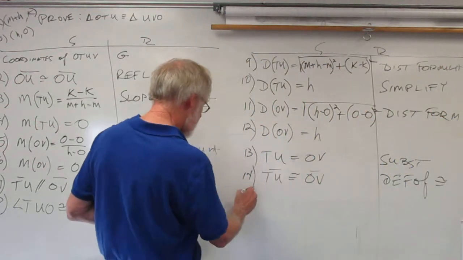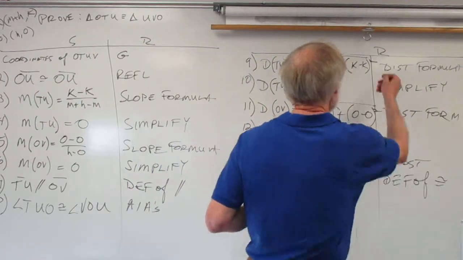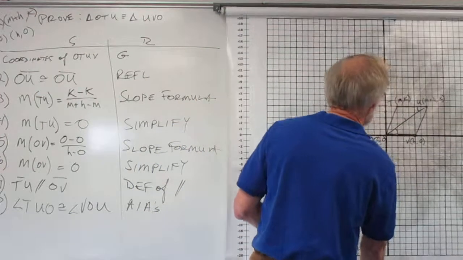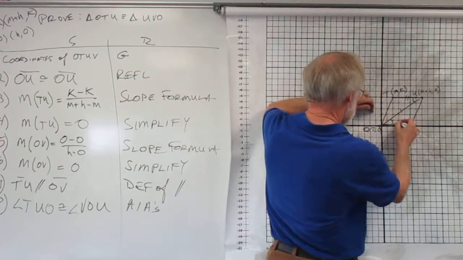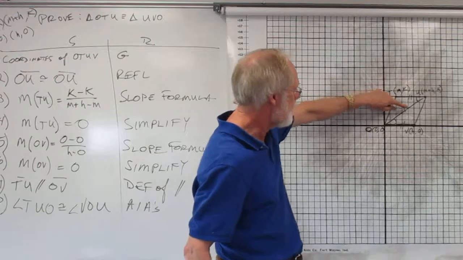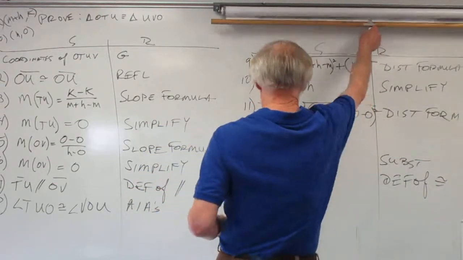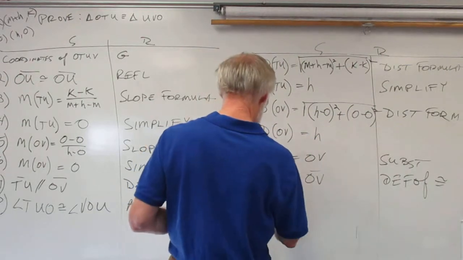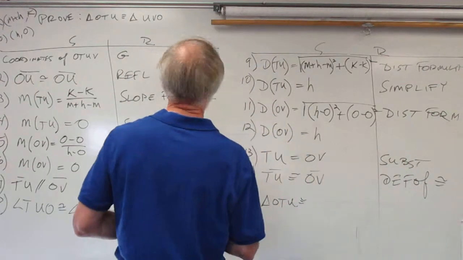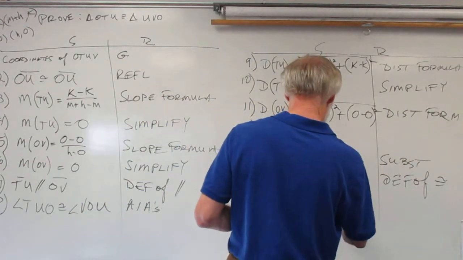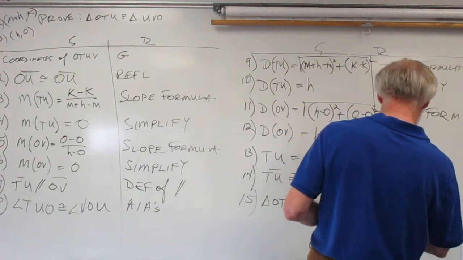All right? Number 15 then. Now let's go back to what we have. TU to OV. Put that back in here. TU right here is congruent to OV right here. And now we have side, angle, side. And so we can complete our proof by saying triangle OTU is congruent to triangle UVO. And the reason for that is side, angle, side.